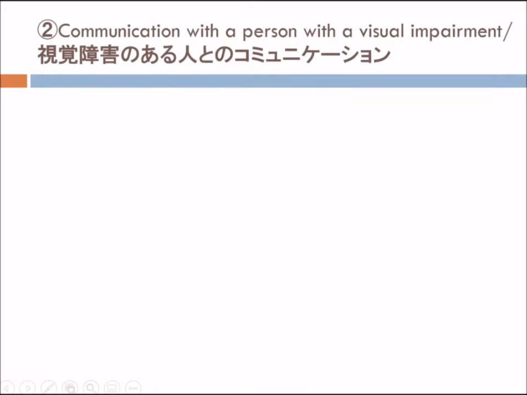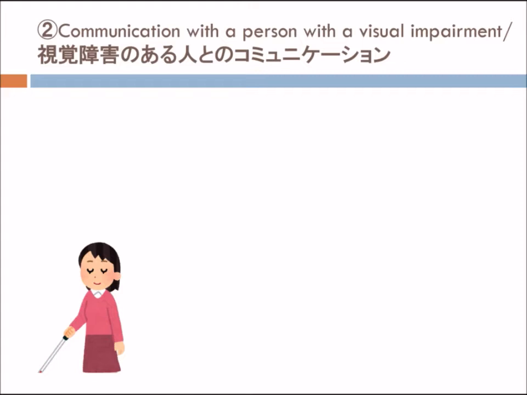Communication with a person with a visual impairment. Visual impairment is a disease in which the person is unable to see things or has difficulty seeing things. As a person cannot get enough information from visual perception, there are times when he or she doesn't know the distance between him or herself and various things and the place he or she is in.